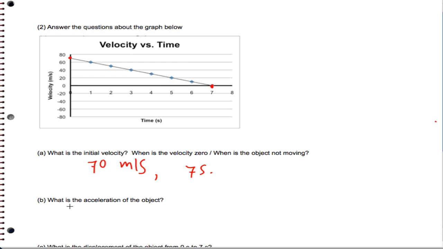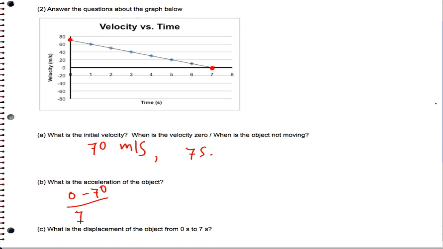Actually, you know what? It's final minus initial, so let me be careful and do that right. The final velocity here at 7 seconds is 0, and the initial is 70. And we're going to divide that by the time that passes, so that's going to be 7 minus 0. So again, if you wanted a formula, that would be V final minus V initial over T final minus T initial. So when we calculate that, we're going to end up getting negative 10 meters per second squared.